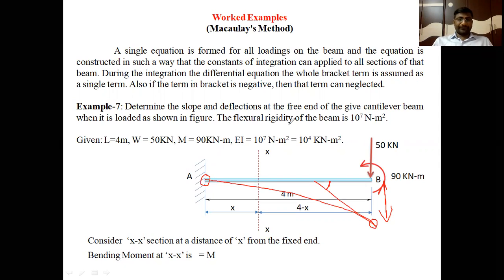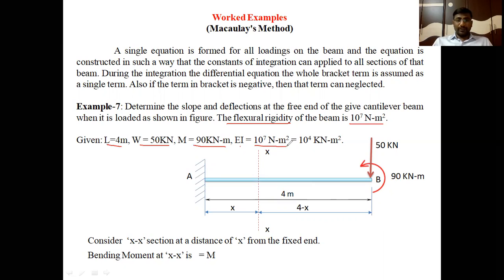Clear, students? So the flexural rigidity of the beam is given as 10 to the power of 7 newton mm square. This is flexural rigidity, the EI value. So the given data is: length of the beam is 4 meters, a point load applied on the beam is 50 kilonewtons, and a couple is applied, the moment on the beam at the free end is 90 kilonewton meter, and EI flexural rigidity value is 10 to the power of 7 newton meter square.